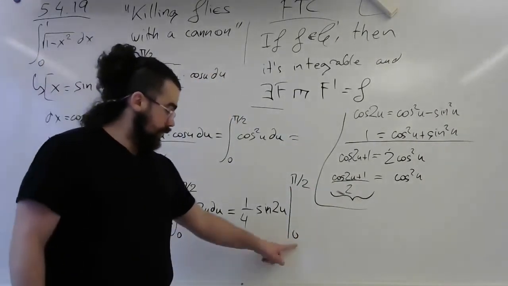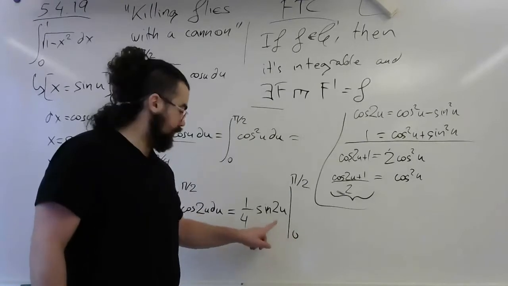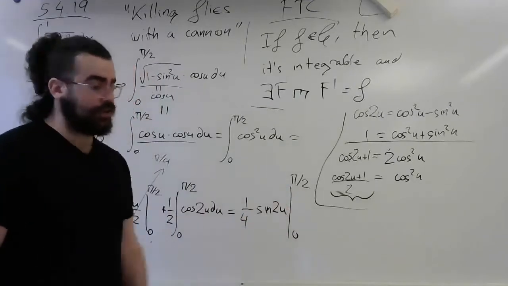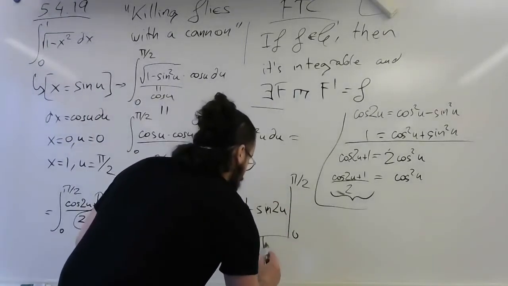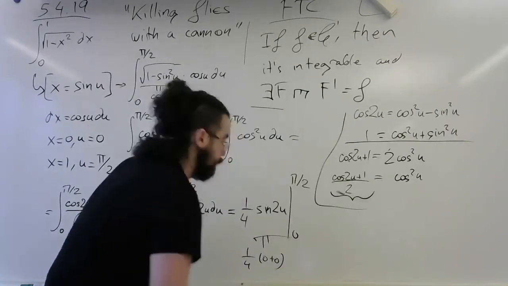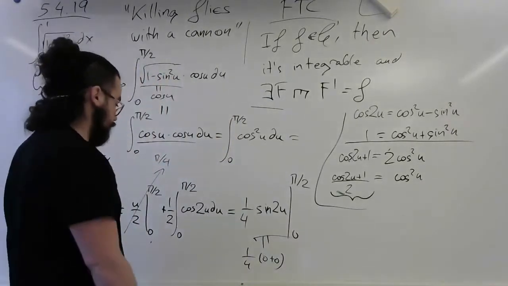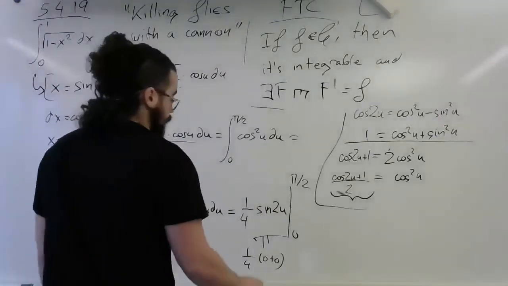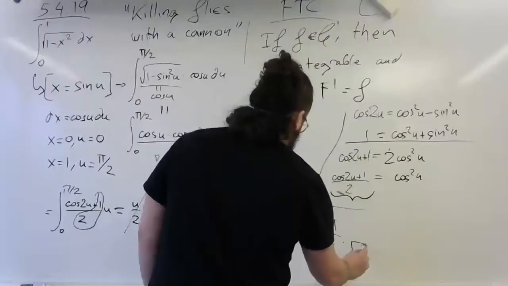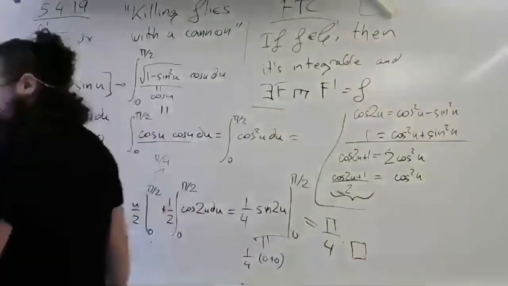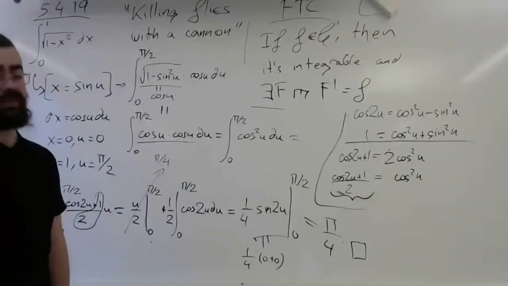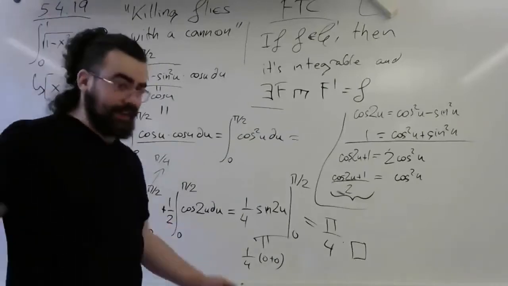Now, the sine of 0 is 0. The sine of pi is also 0. So this expression is 1/4 of 0 plus 0. And so this full sum is nothing else than pi over 4. Again, that's not the tool I would use to kill a fly, but the fly's not there anymore.